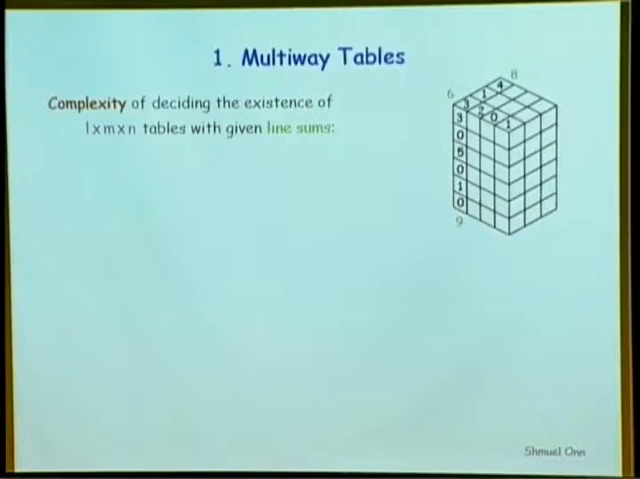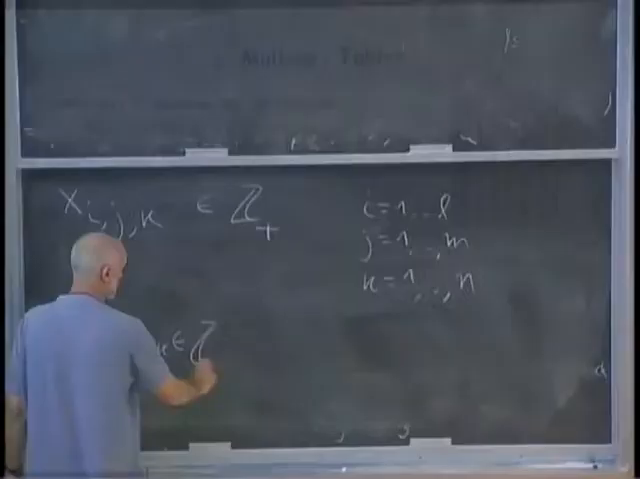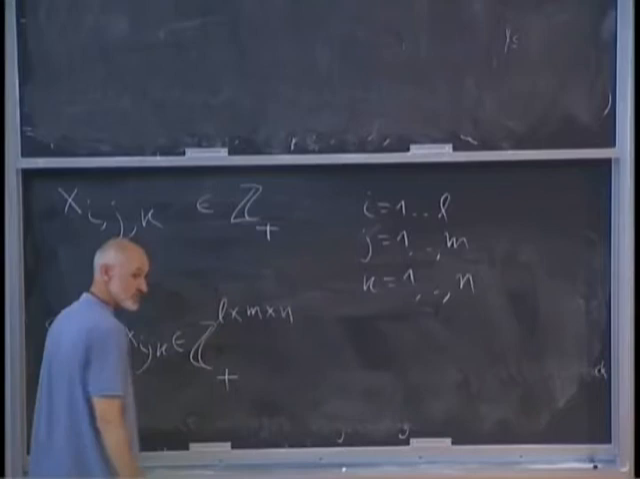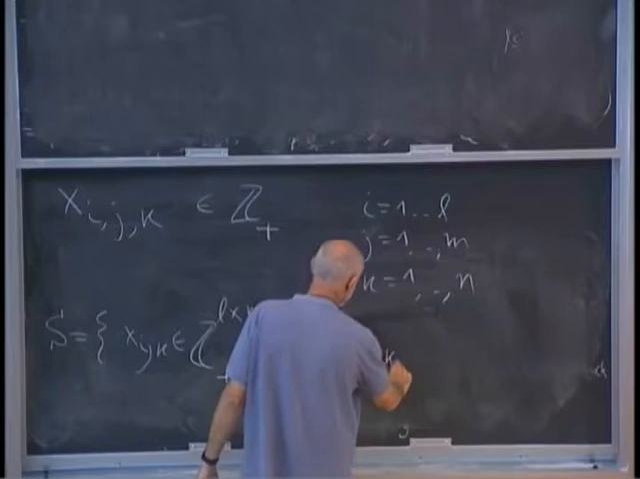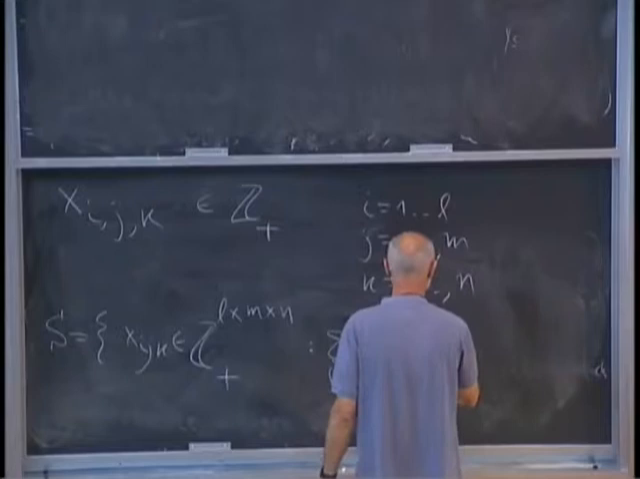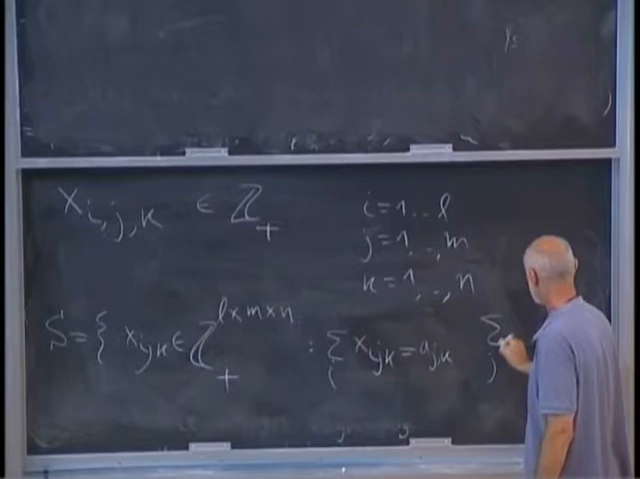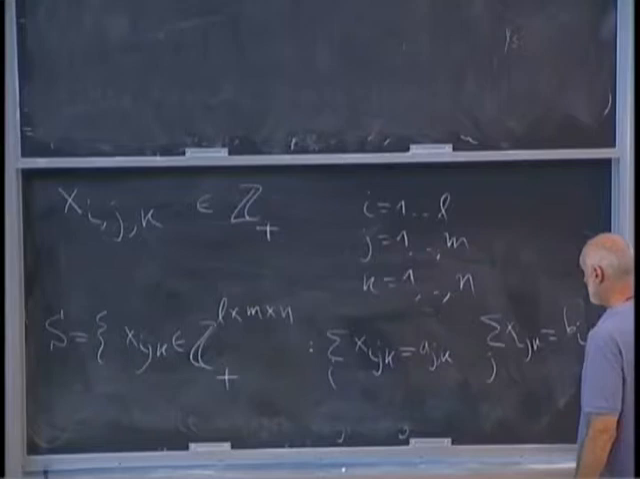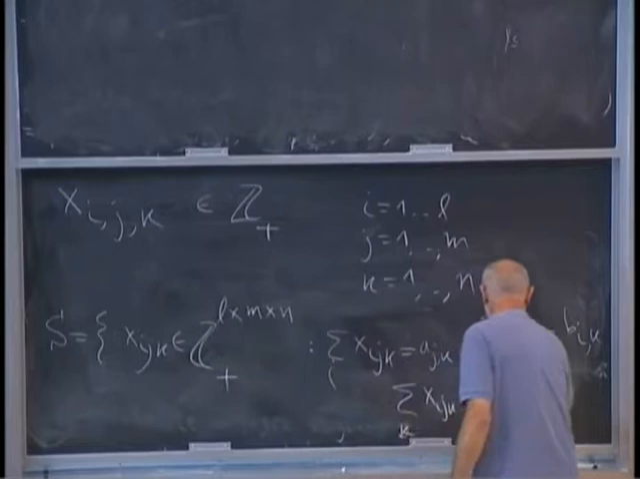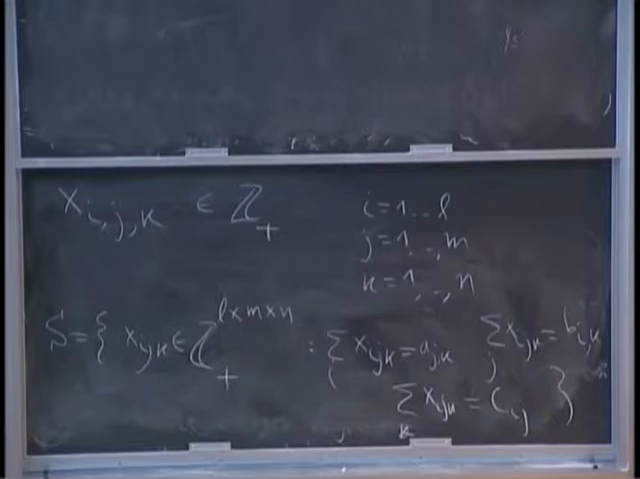Now let's look at the feasible set. S is the set of all x_ijk in Z_+^{l×m×n}, non-negative integer tables, which satisfy such line sums. If we sum over the first index, we should have some matrix a_jk. Summing over the second direction should equal some number b_ik. And summing over k should equal some c_ij. So this is the feasible set of an integer program, exactly of the standard form we have been looking at: non-negative integers and equations. The equations are the line sums.